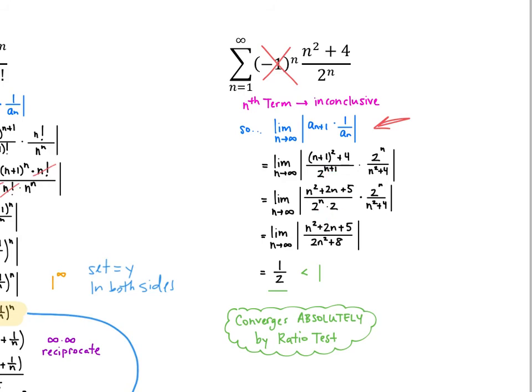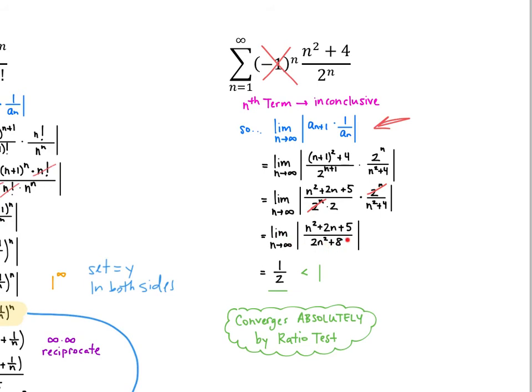All right, and now we can cancel some things. We should see the 2 to the n's. Those cancel, and then we can distribute that denominator, 2 times n squared times 4. So our numerator becomes n squared plus 2n plus 5, and the denominator becomes 2n squared plus 8.